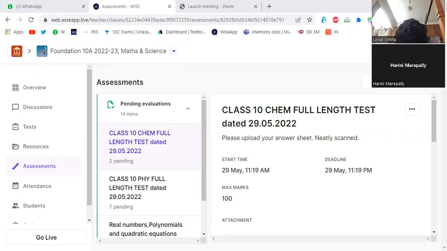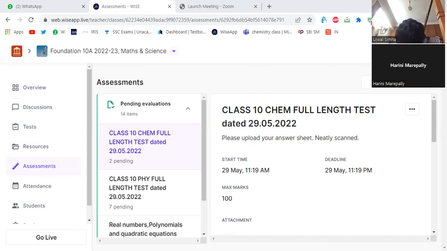Chemical change means what? Change in the chemical properties of the substance. Which happens permanently. It is not temporary. So physical change is the temporary one, and the chemical change is the permanent one. So in the case of physical change, no new substance will be formed. But in the case of chemical change, always a new substance will be formed.